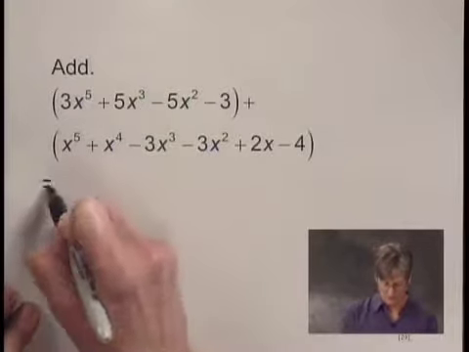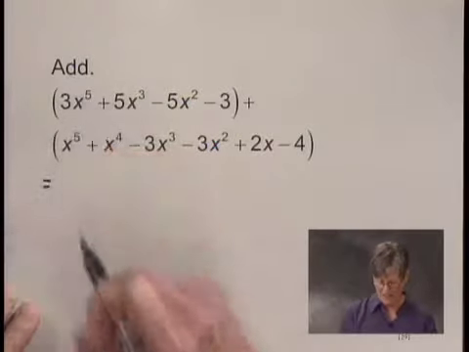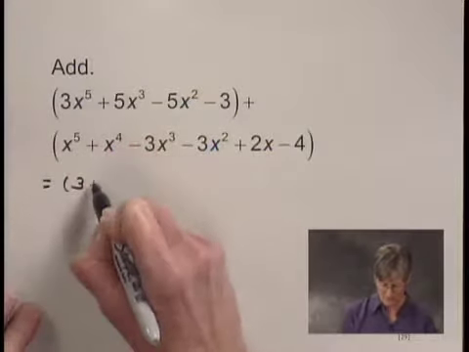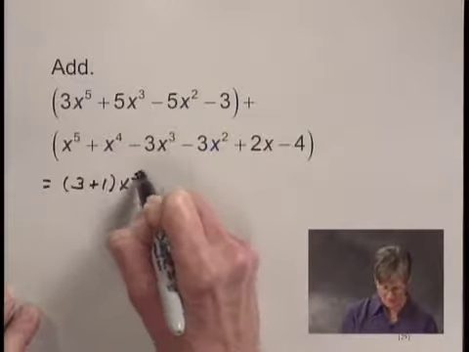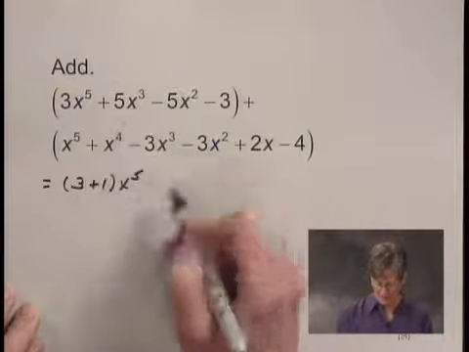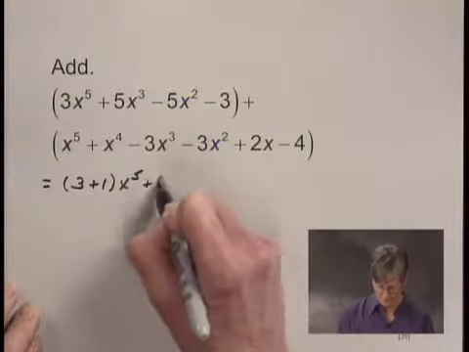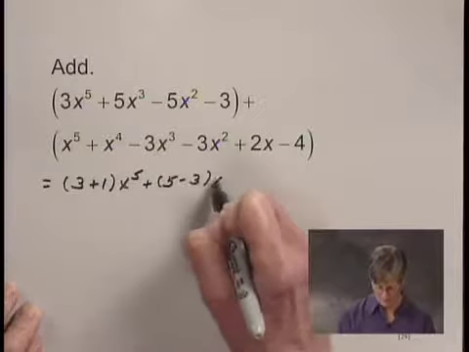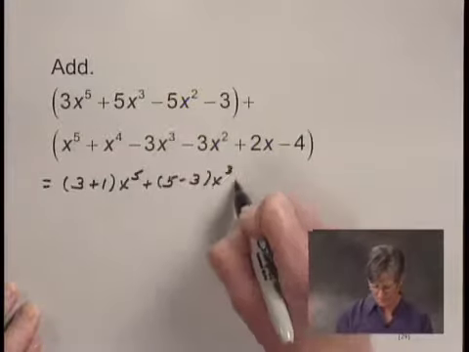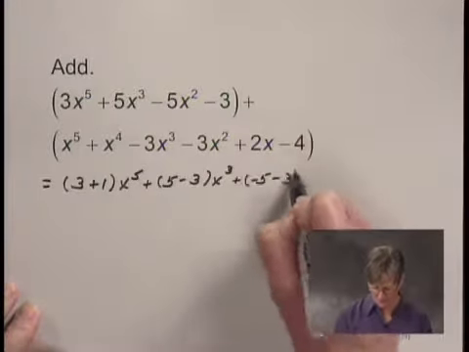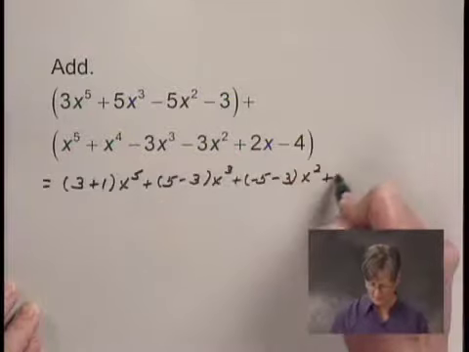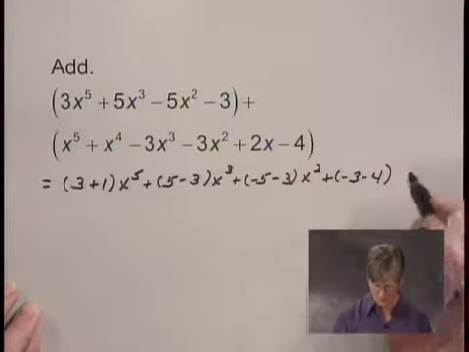So we can start by doing that. We have an x to the fifth term here and an x to the fifth term here. So we would have this coefficient plus this coefficient, 3 plus 1, times x to the fifth. Next I have an x cubed term here and an x cubed term here. So I can write 5 minus 3 times x cubed. I have an x squared term here and one here, and I'm going to write negative 5 minus 3 times x squared. Here I have a constant term, and here's another one, so I can write negative 3 minus 4.